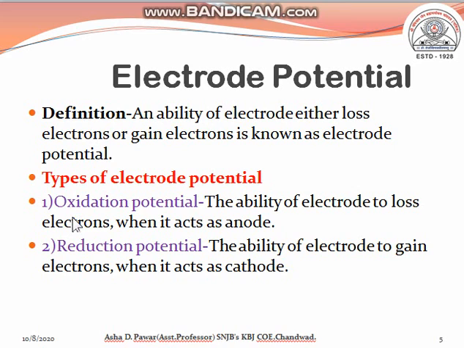Depending upon the reaction that happens, there are two types of electrode potential, oxidation potential and reduction potential. The ability of an electrode to lose electrons when it acts as an anode, means one of the half cells acts as an anode and loses electrons, that ability is nothing but the oxidation potential. The second type of potential is reduction potential. The ability of an electrode to gain electrons when it acts as a cathode, that is, if one of the half cells acts as a cathode and gains electrons, that ability is the reduction potential.